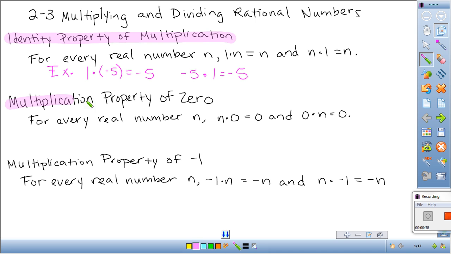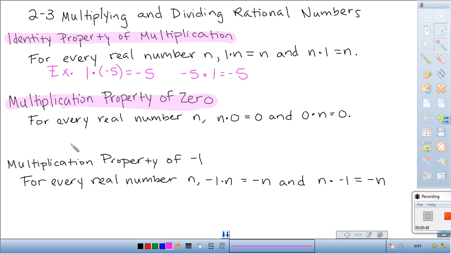The multiplication property of 0. For every real number n, n times 0 equals 0, and 0 times n equals 0. So any number we multiply times 0 will always give us 0. For example, 35 times 0 is 0. Also, 0 times 35 is 0. Any number we multiply times 0 will always give us 0.